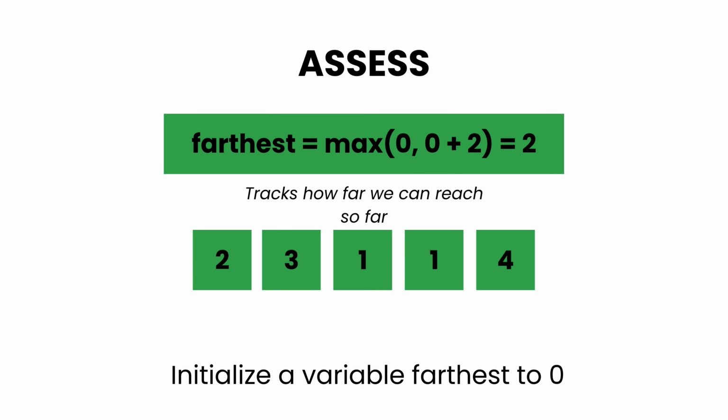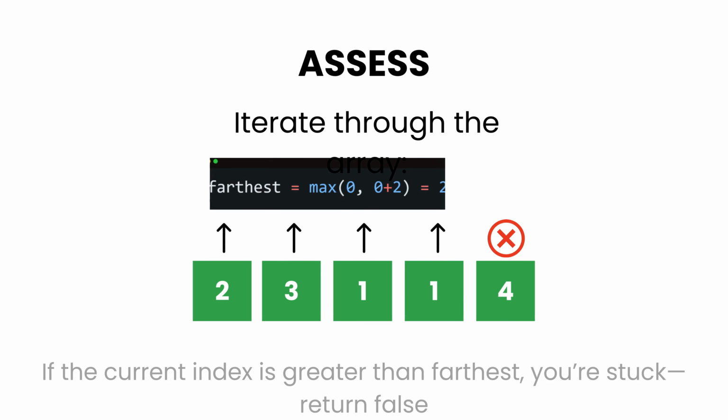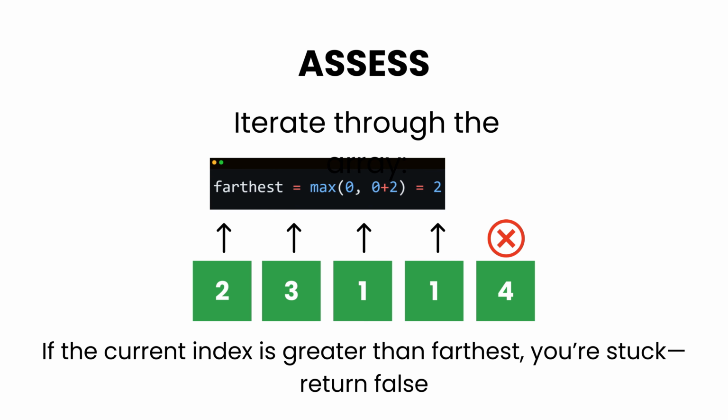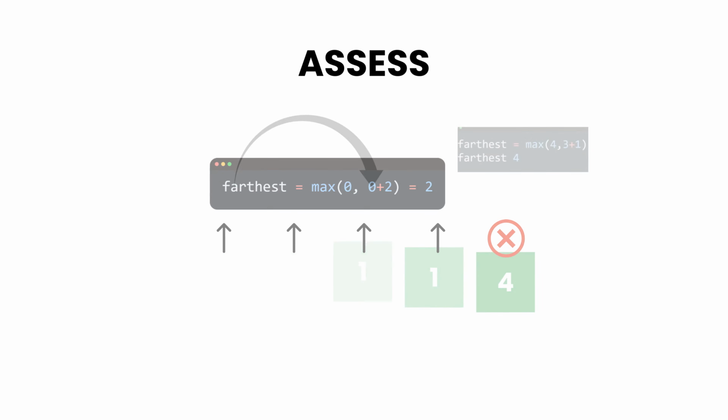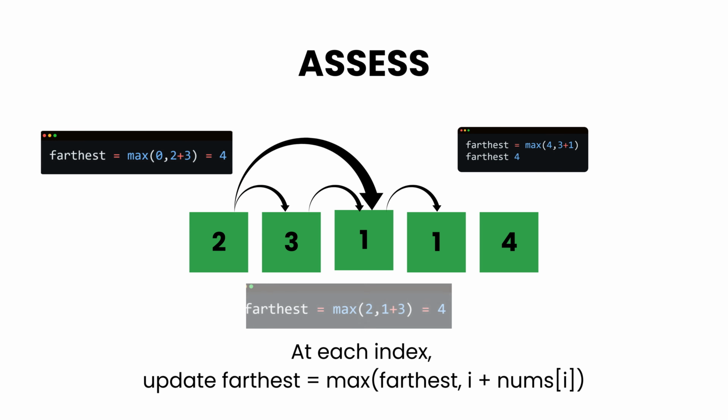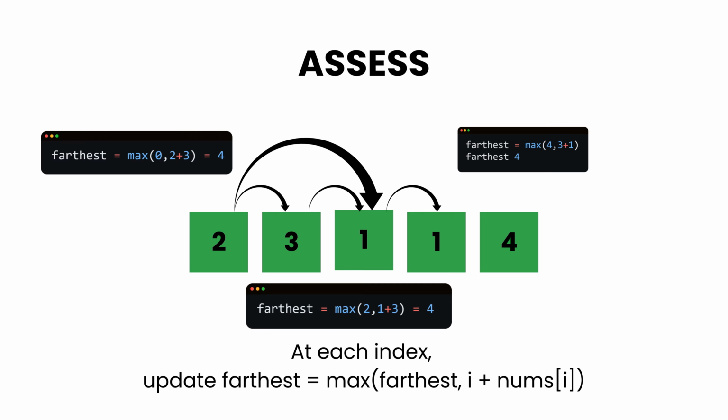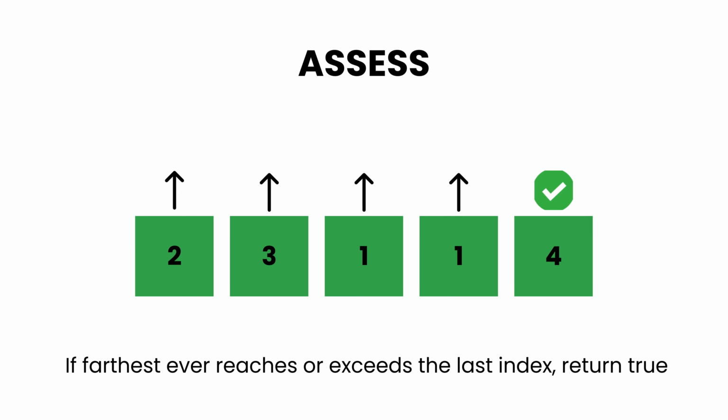Initialize a variable farthest to 0. Iterate through the array. If the current index is greater than farthest, you're stuck, return false. At each index, update farthest equals max(farthest, i + nums[i]). If farthest ever reaches or exceeds the last index, return true.